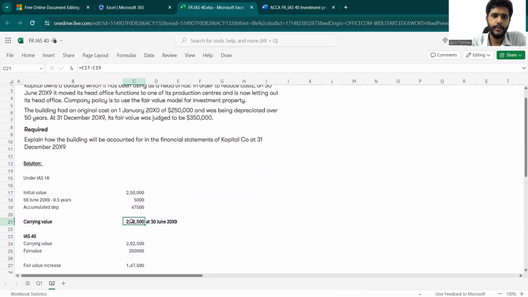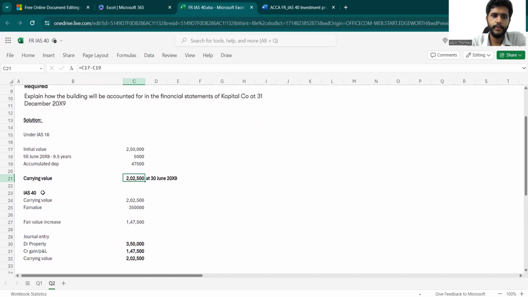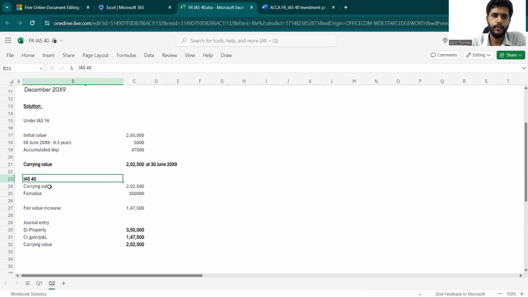At 30th June, it will be 202, and then the change in use happens. So the transfer happens, and we'll be taking the carrying value as this much. The fair value is this much. So the fair value increase will be taken to P and L, and then the carrying value is 350,000.